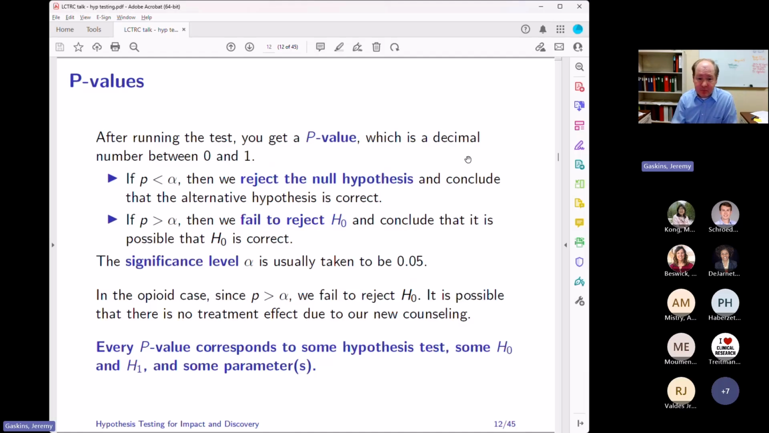Now, of course, here I'm comparing my p-value to alpha. I've got to pick a value of alpha. We almost always pick alpha to be 0.05.